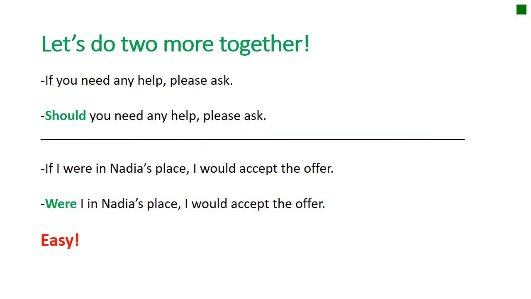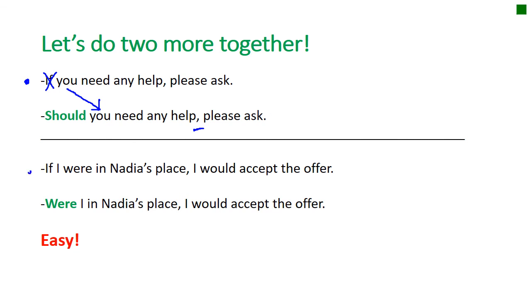Moving on, let's do 2 more together with the should and the were. If you need any help, please ask. Now, I want you to rewrite this sentence starting with should. This is how it appears on the official exam. Step 1, let me remove if. Step 2, I gave you the should. I already gave it to you, so you just do what? Put the subject after it. Should you need any help, please ask.